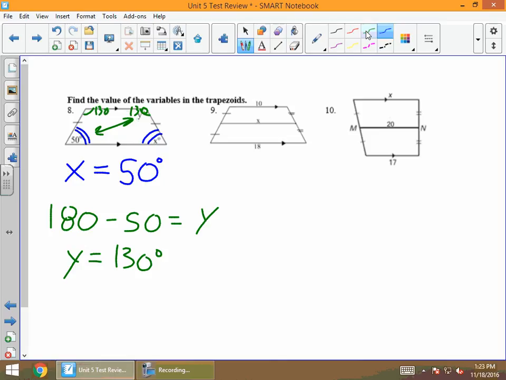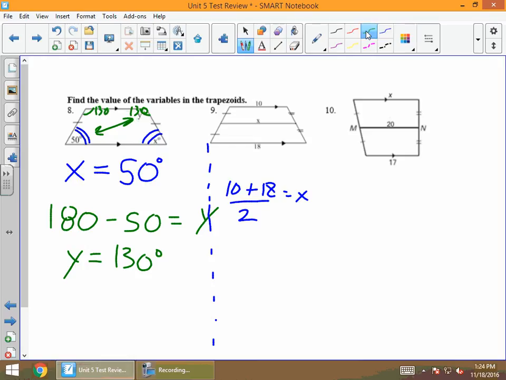So whenever you have a median or mid-segment, and we know it's one of those because it's cutting these sides in half, what do we have to do with the top and the bottom? Find that middle line. We did that yesterday. Add them together, so we're going to do 10 plus 18, and then divide by 2. And that will give you that middle line, your mid-segment. Add top plus bottom, divide by 2, and it gives you that middle line.